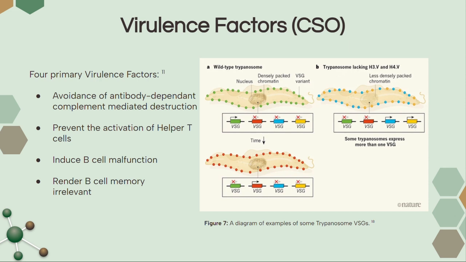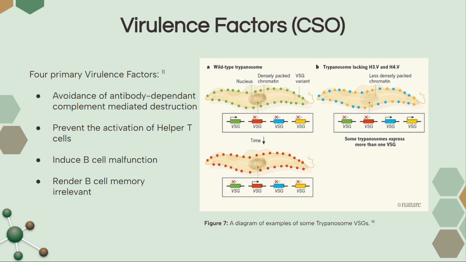The second and third are primarily involving the secretion of exoproteins from the Trypanosoma brucei, which can prevent the activation of your helper T cells and interfere with B cell function.